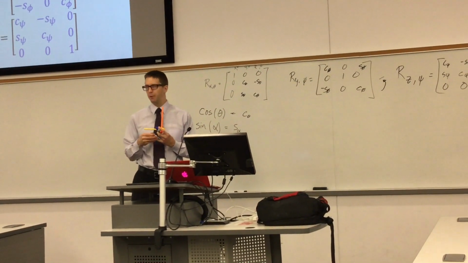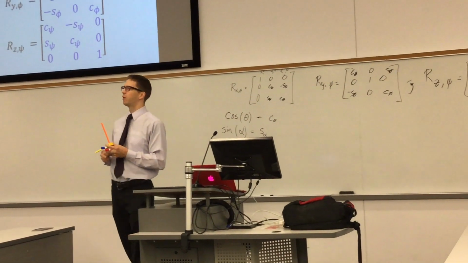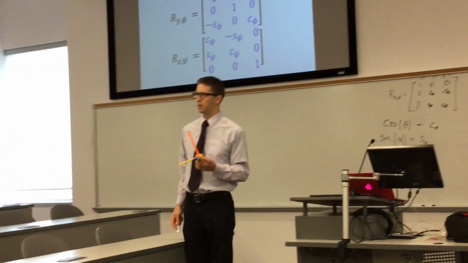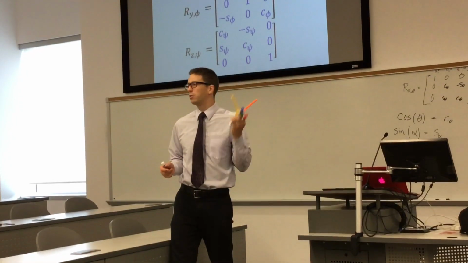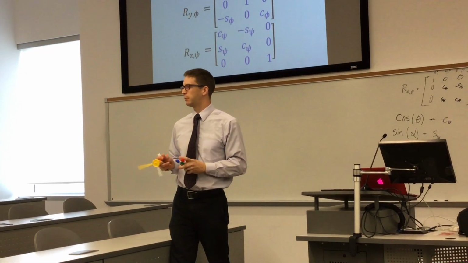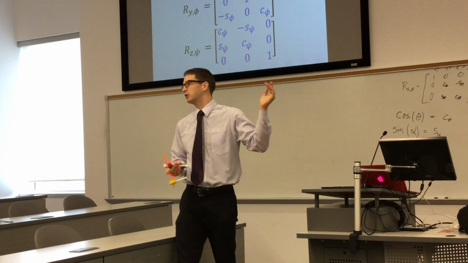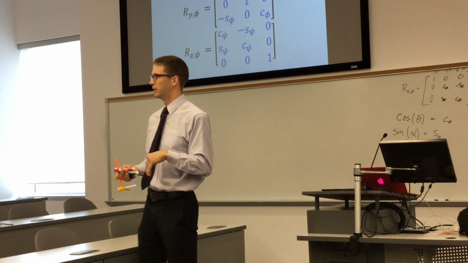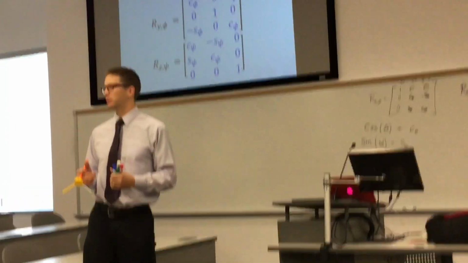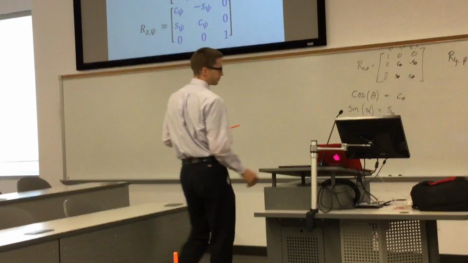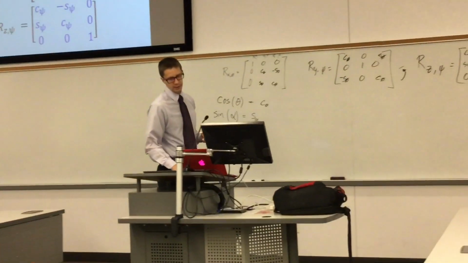Using these basis rotations, we can generate any other rotation in the world. Right? Because we've got 3 degrees of freedom there, and there's only 3 degrees of freedom for this rotation matrix. And these rotations are orthogonal to each other. And so we can generate any rotation by composing these rotations together. That's why we call them basics.